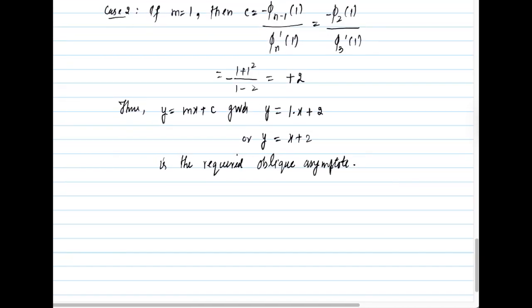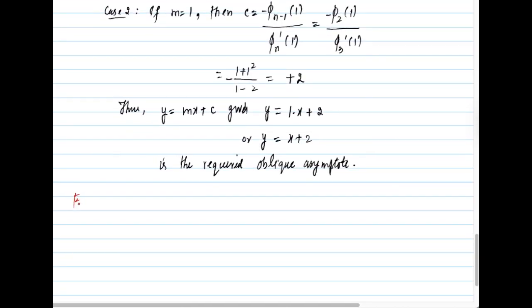Now here we add one more exercise that you should practice yourself. Find all asymptotes of x cube plus y cube minus 3a xy is equal to 0.